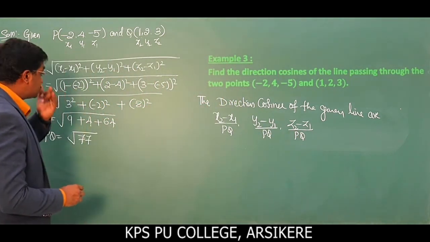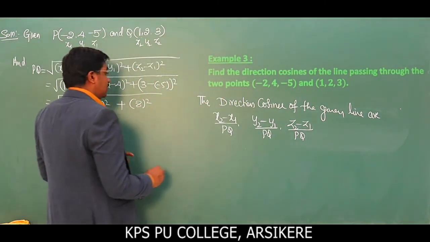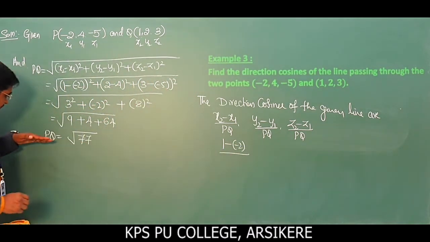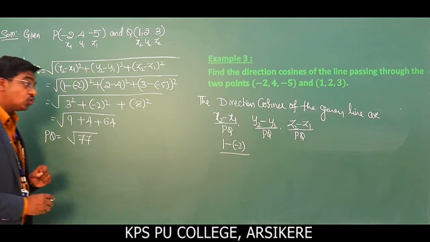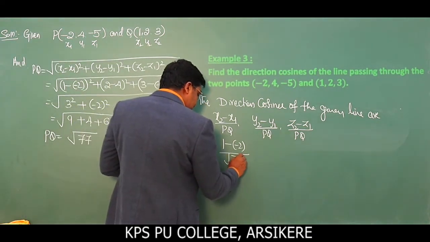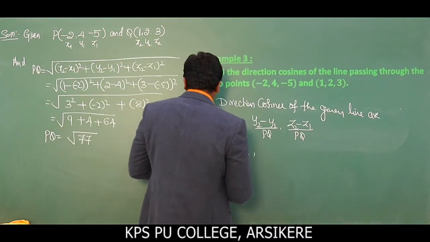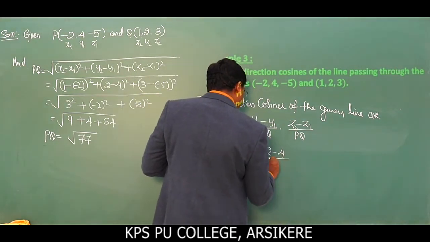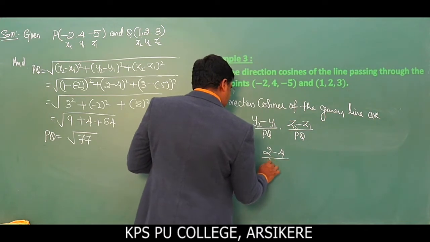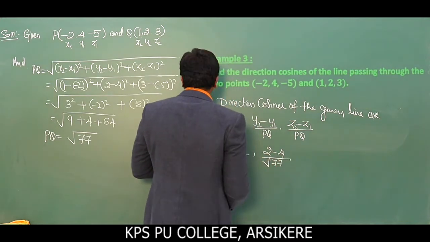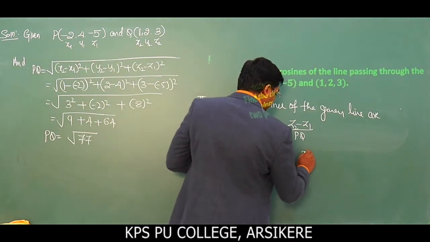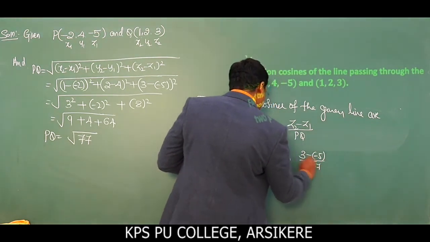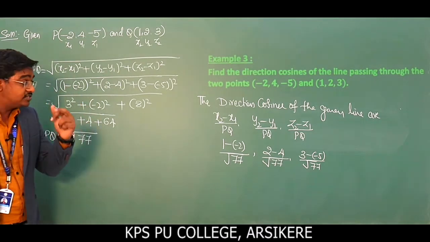Okay, just substitute the values of x1, x2. 1 minus of -2 divided by PQ. We have to open the values of PQ here. PQ is equal to root 77, and y2 minus y1, what is y2 here? 2 minus 4 divided by root 77, and the last one 3 minus of -5 divided by root 77.